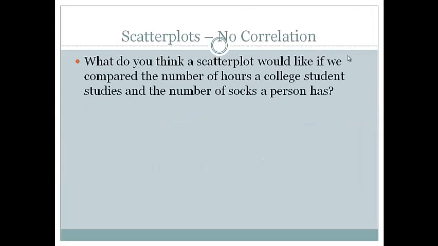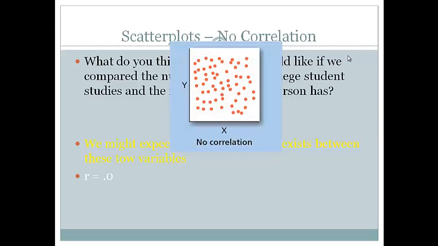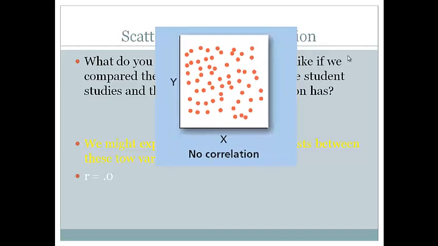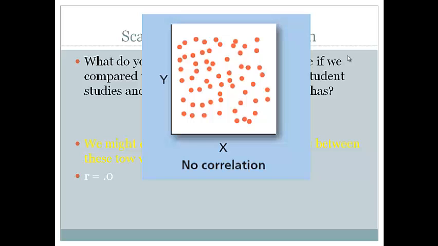Now, what about no correlation? What do you think a scatter plot would look like if we compared the number of hours a college student studies for tests and the number of socks they have? Would we see a correlation there? We might expect that no correlation exists, and what would that scatter plot look like? We might see that as looking like this. We can't draw a best fit line in there. There is no slope, there's no pattern, so we probably have a Pearson R correlation coefficient of zero for those two variables.